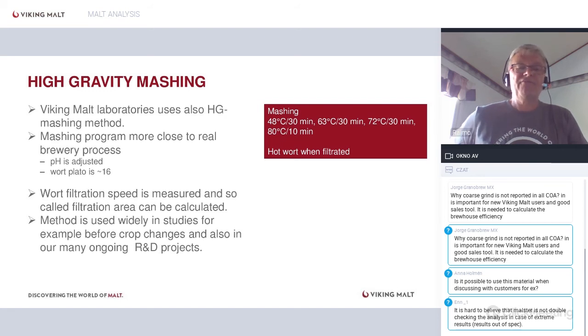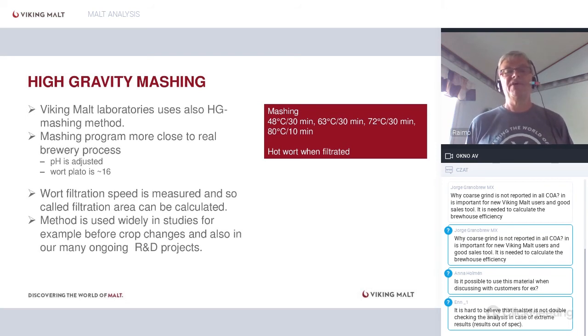We can calculate wort filtration speed with that, so we take the first 15 minutes and 30 minutes, and so we can also calculate the filtration area. We use this method widely in different kinds of studies, a lot when we change the crop, and of course in our ongoing R&D projects. This is quite a good estimation tool for what is really happening.